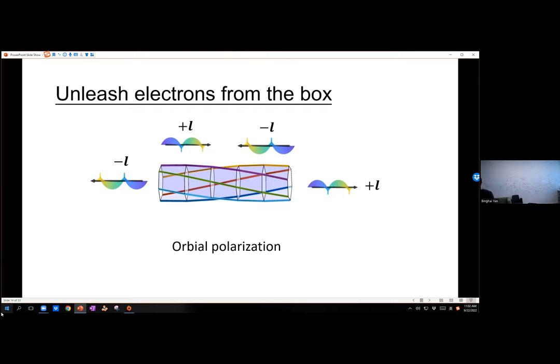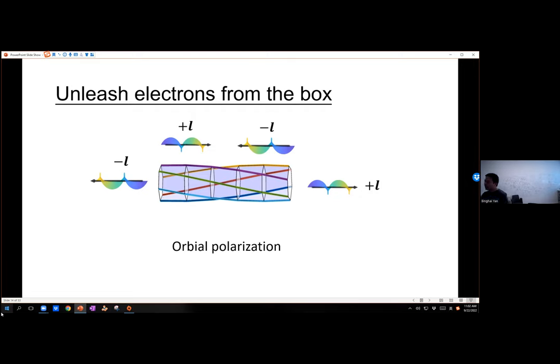If it's flying out from the left, it will be minus polarized. And in this way, suppose we have a non-polarized electron come from the left and get out from the right. Easily, we expect we have this plus polarized state. Then this chiral structure becomes an orbital polarizer, or orbital filter, and the electron that goes through it becomes orbital polarized.